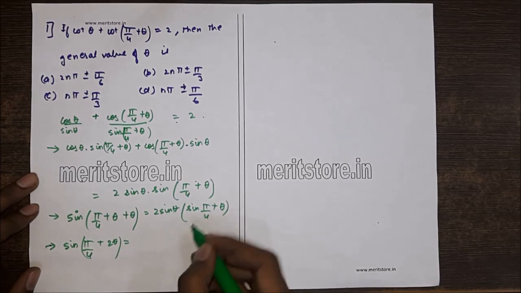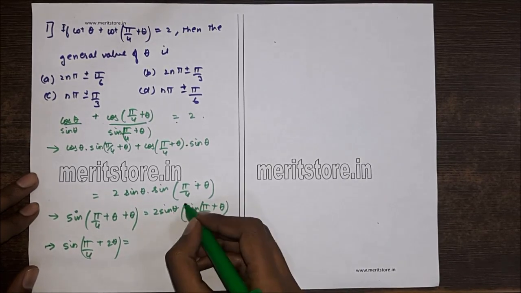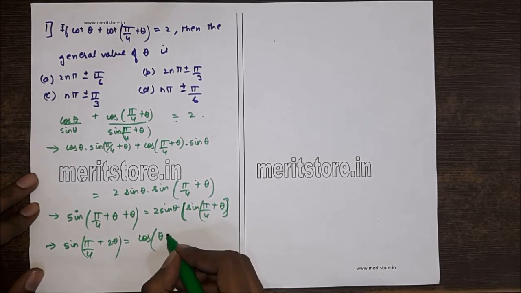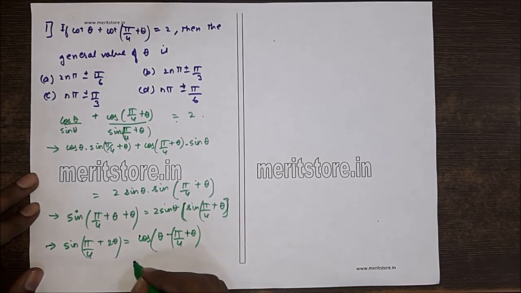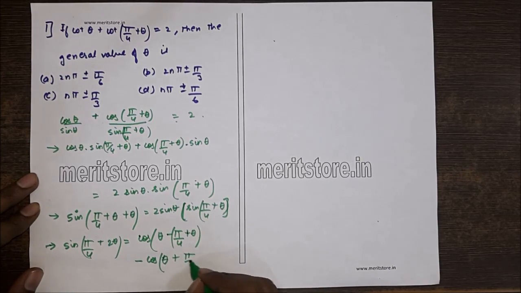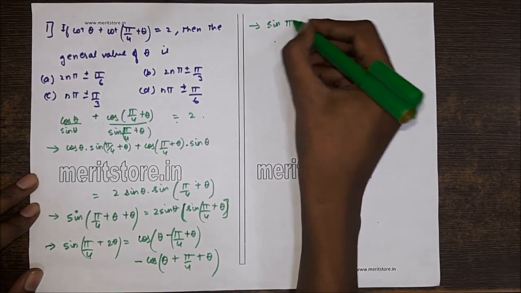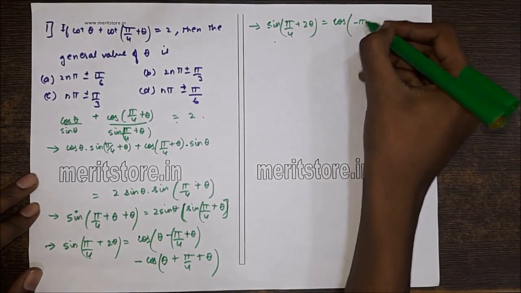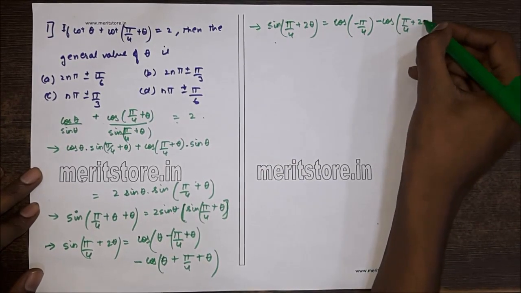Now this is in the form of 2 sine A sine B. So we can write this as cos of theta minus pi by 4 plus theta minus cos of theta plus pi by 4 plus theta. This gives sine of pi by 4 plus 2 theta is equal to cos of minus pi by 4 minus cos of pi by 4 plus 2 theta.